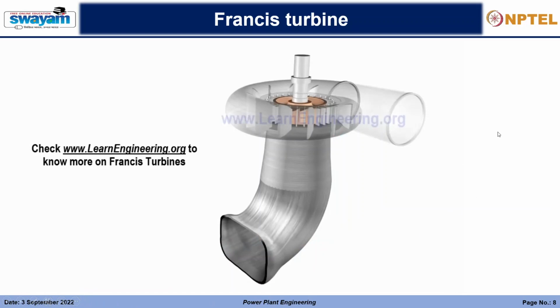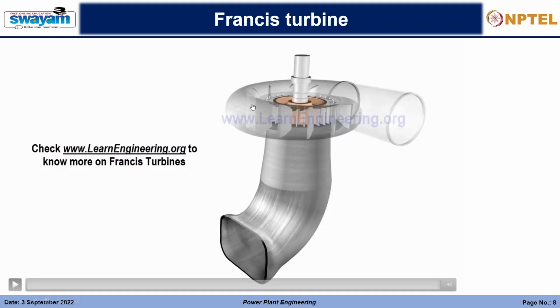Okay, so this was how a Francis turbine works. The points which we need to note is that here the water flows in radially and comes out axially, along the direction of the longitudinal axis of this runner. Hence it is also called a mixed flow turbine.